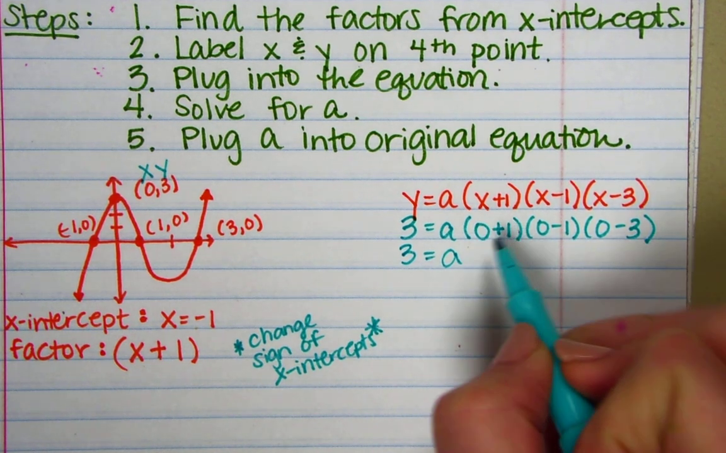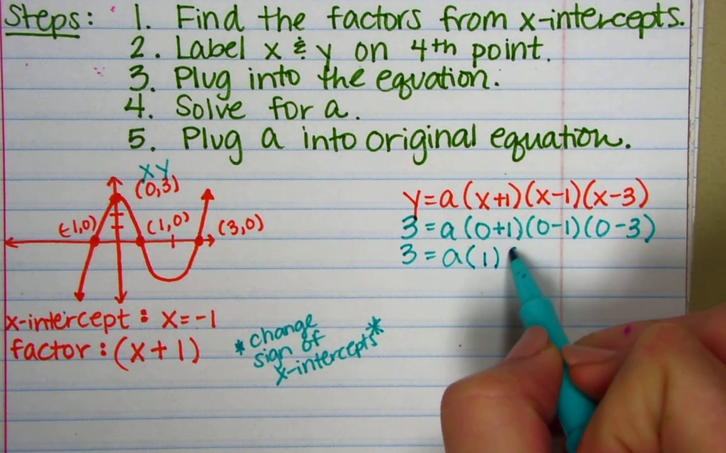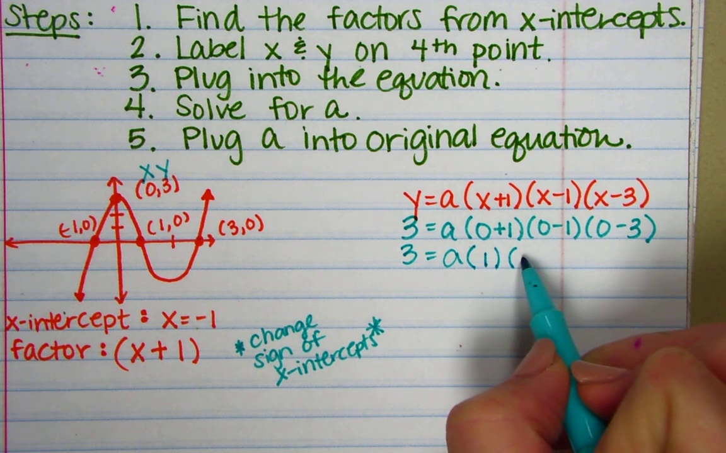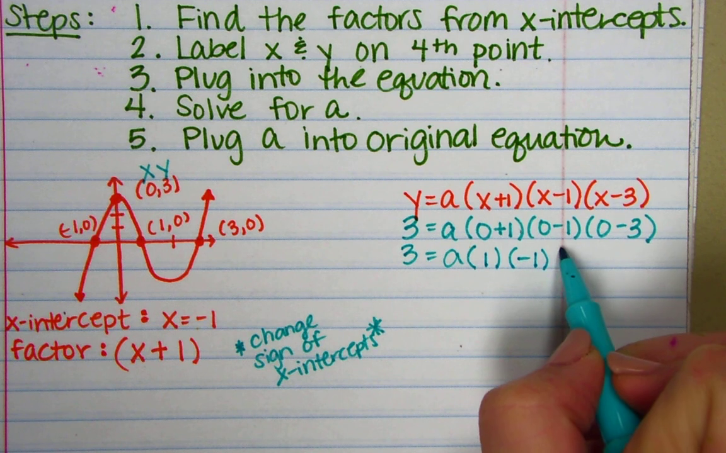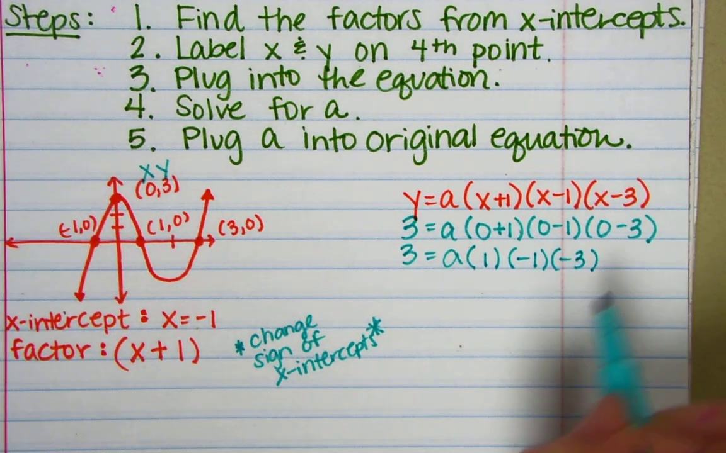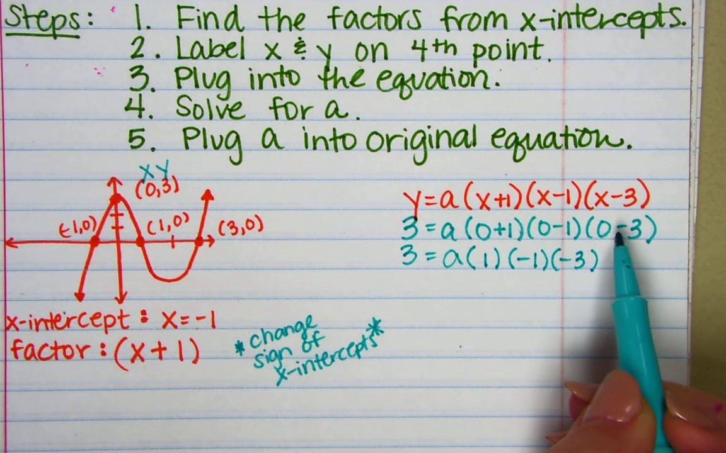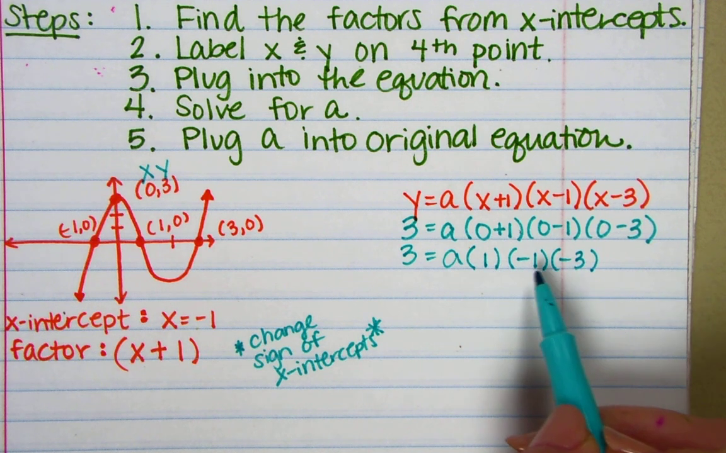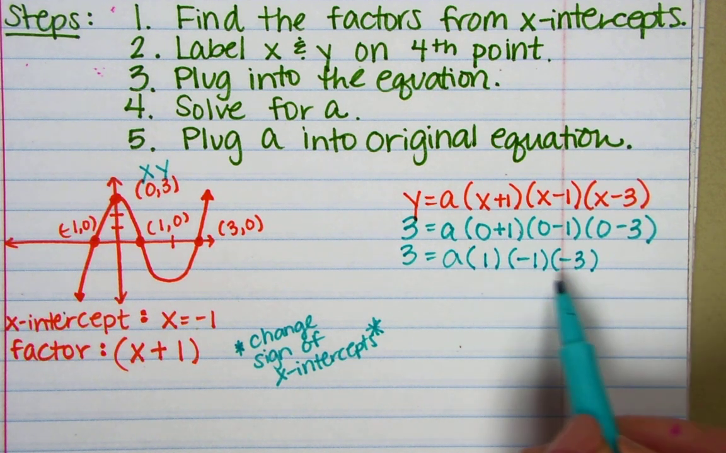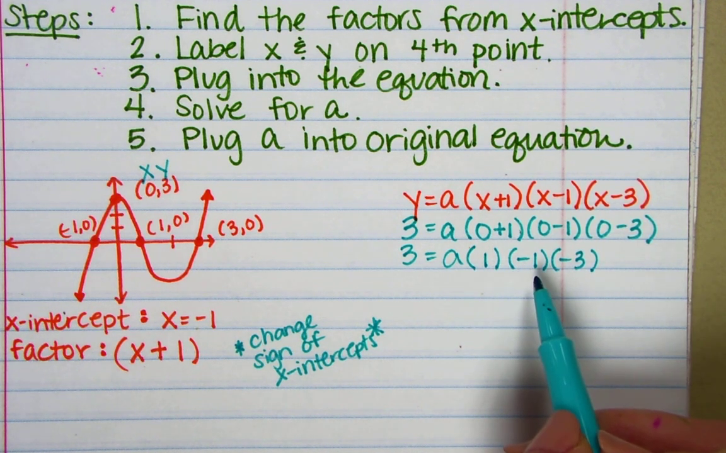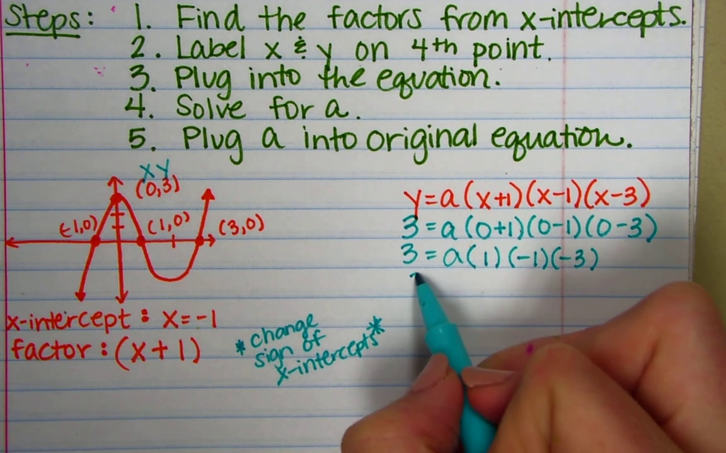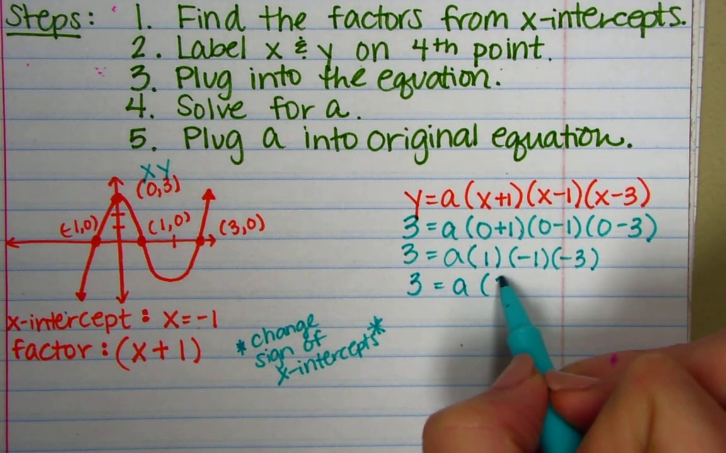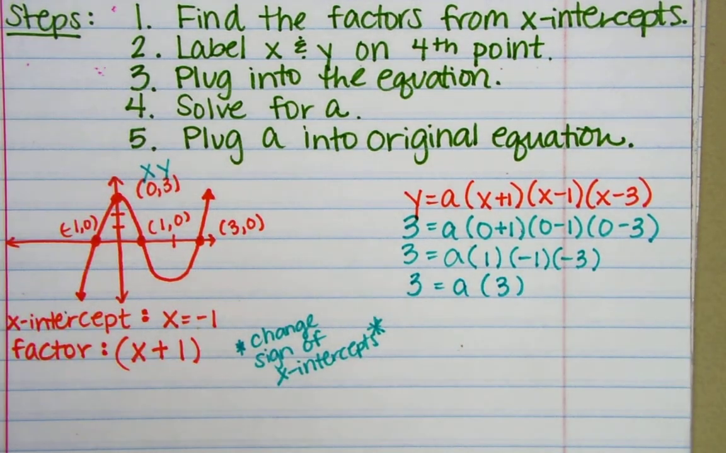Okay, 0 plus 1, 1. Right, 0 minus 1, negative 1. 0 minus 3, negative 3. Okay, so we simplified those three parentheses, right? Now these are 3 parentheses side by side, meaning we need to multiply them. 1 times negative 1, negative 1 times negative 3, right? Positive 3, right? So it's 3 equals a times 3. Once we multiplied those together, that equals 3.